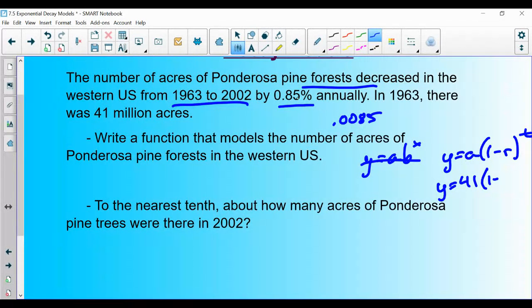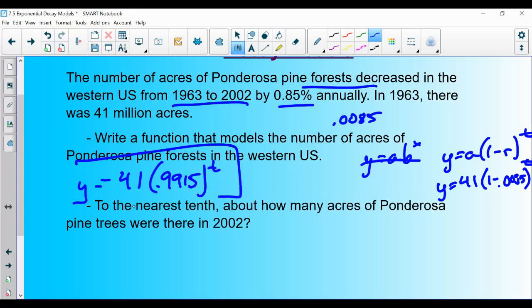This is 0.85% as a decimal. So we're going to have 1 minus 0.0085 to the t power. We can do 1 minus 0.0085, and we're going to get 0.9915. This is the model that would describe the situation. 41 times 0.9915 to the t power.